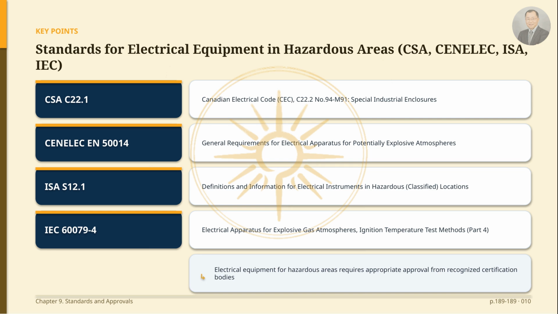From the IEC, 60079 covers electrical apparatus for explosive gas atmospheres, and Part 4 specifies the method of test for ignition temperature. Together, these standards form the foundation of the system that ensures equipment for hazardous locations receives appropriate approval from recognized approval agencies.